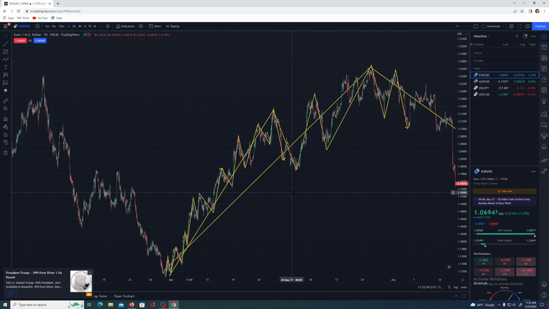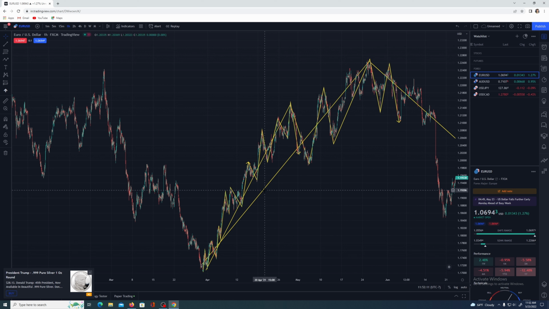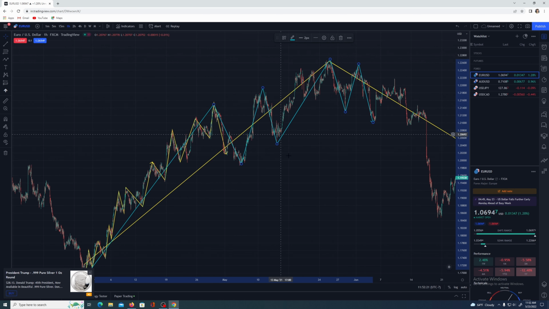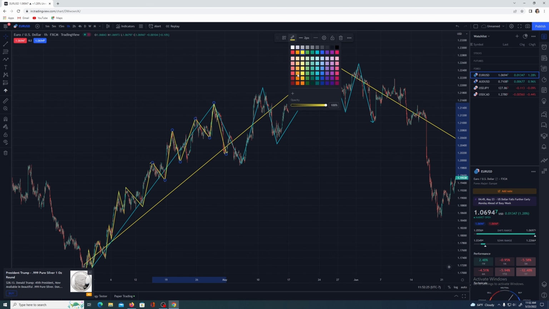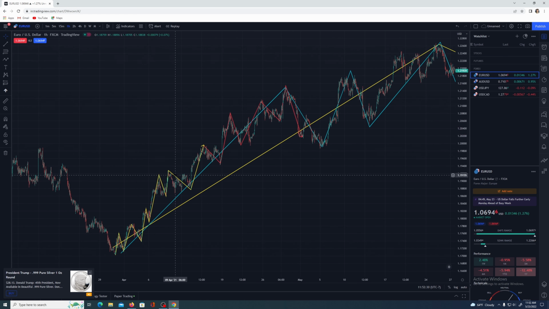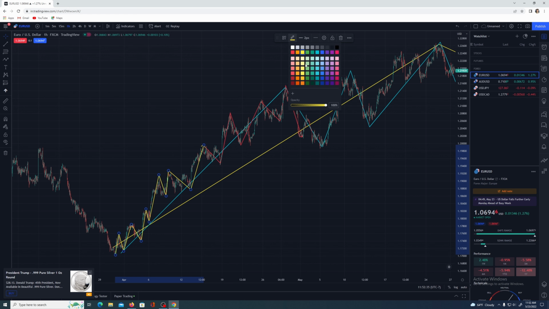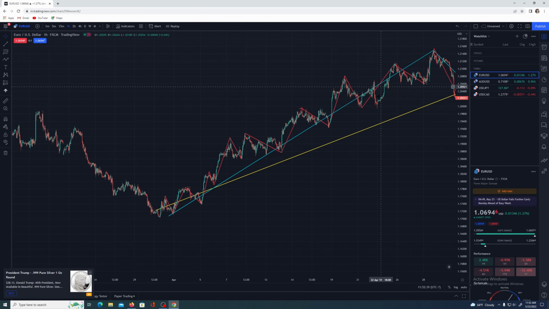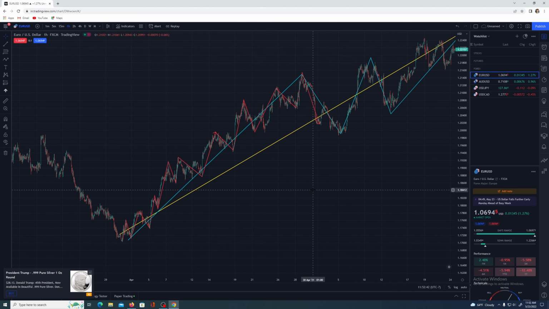4 hour structure, because this yellow was the daily, and within that daily we have, let's say this blue was the 4 hour structure, and within the 4 hour structure we have this other, let's say red 1 hour. We have another red 1 hour structure, and we can easily see that 1 hour structure being delivered perfectly.